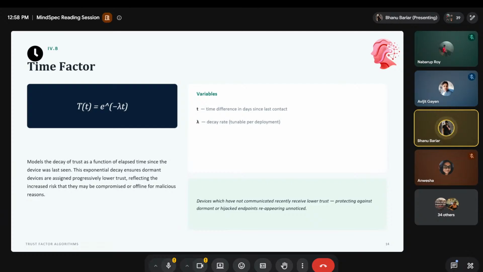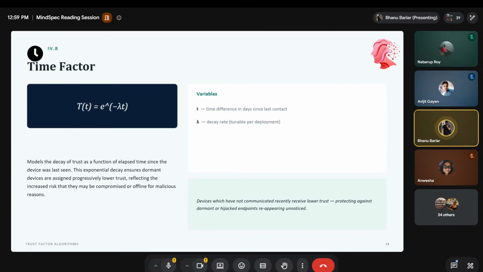If it suddenly stops reporting for 5 days, administrators should become suspicious. When the device reconnects, zero trust should not automatically trust it. Instead, its trust score has already decreased because of the prolonged inactivity. This allows the system to detect dormant or hijacked devices before granting them unrestricted access. And time alone is not sufficient.